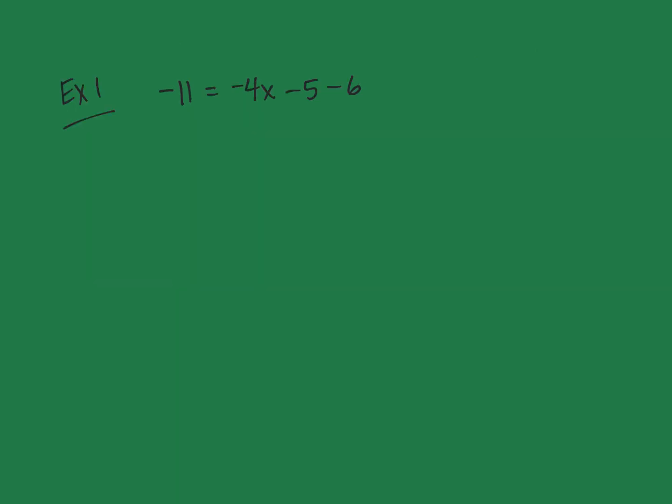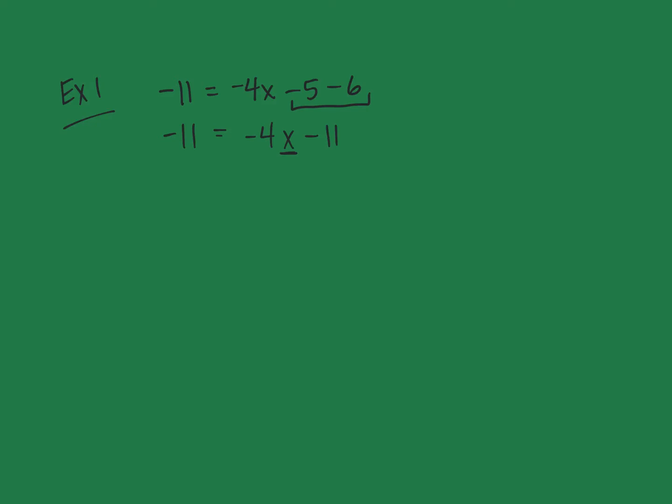Okay, so if we were going to solve this equation, the first thing that we would do is combine like terms. So these are our like terms on the right-hand side. So negative 11 would equal negative 4x minus 11. Now I want to isolate the variable, so I want to get x by itself. So I would add 11 to both sides.